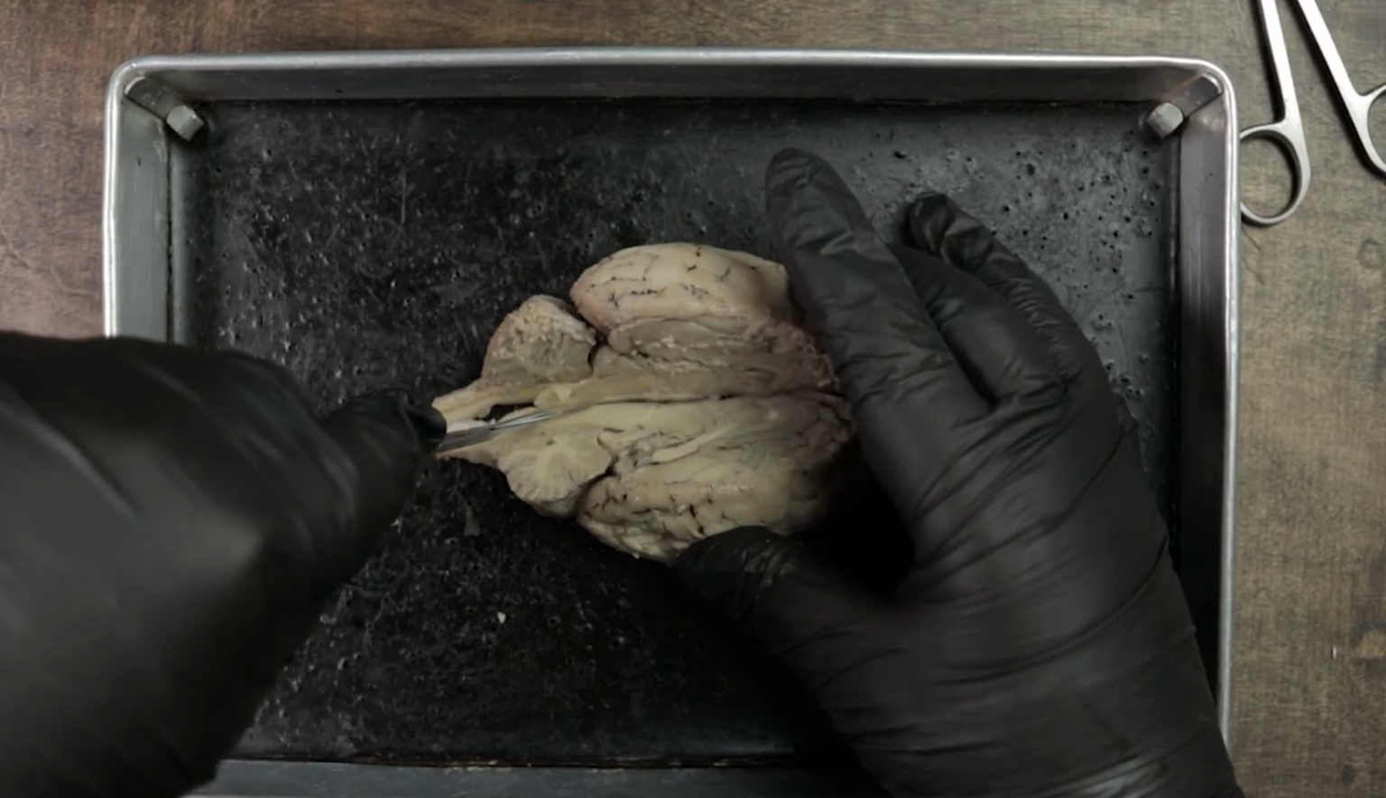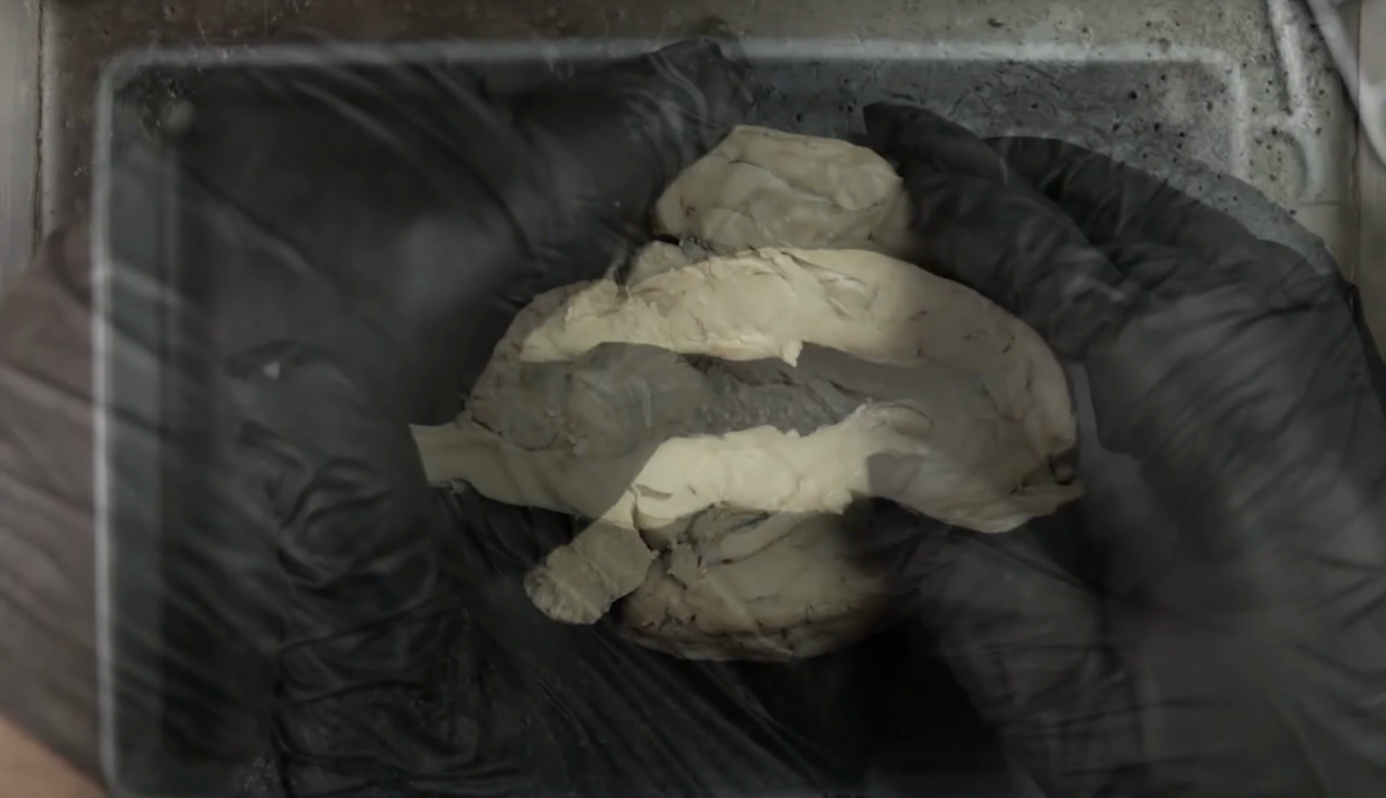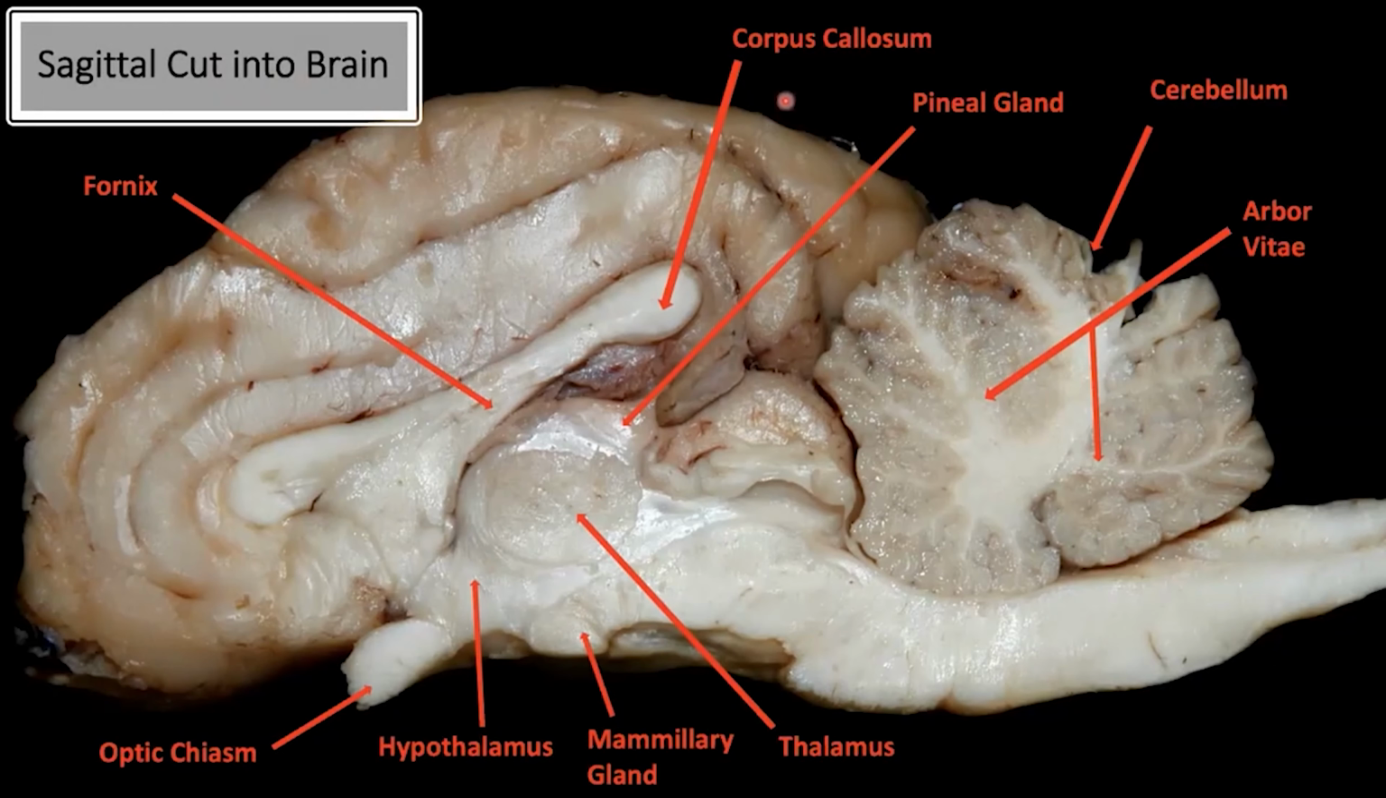Here we have the mid-sagittal section of the brain. This is a cut we would have done during the actual dissection of the brain. And I know this is quite a busy slide, but I'll go over all of the identified features, but only go into detail on those most important for your exam. And we'll go ahead and start here with the fornix.